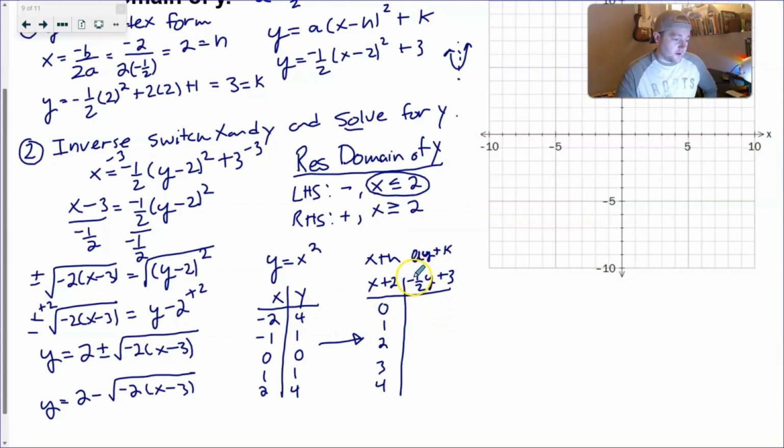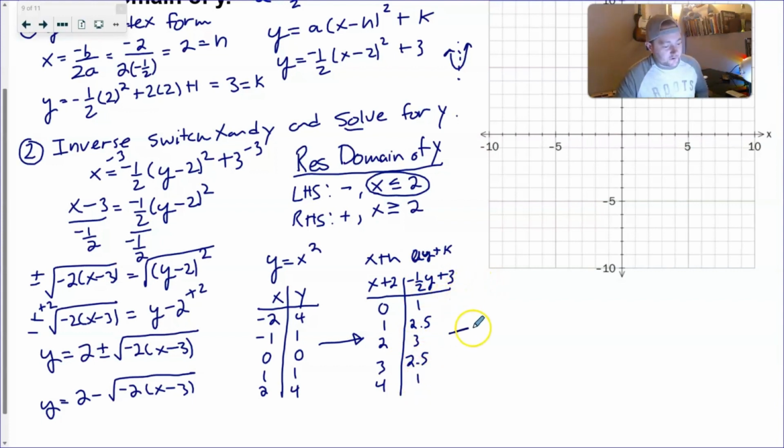So 4 times negative 1 over 2 is negative 2, plus 3, so it's 1. And then 1 times negative 1 over 2 plus 3 is 2.5. 0 times negative 1 over 2 is 0, plus 3, that's 3. And then we get some repetition, so it works backwards then, okay?